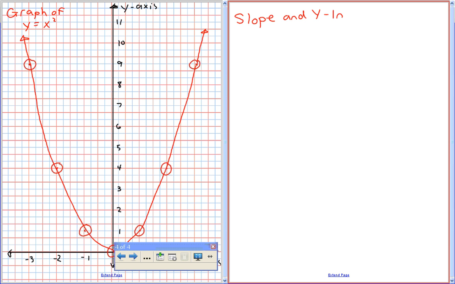Today our title is called Slope and Y-Intercept. Okay, we did this a lot in grade 9. This is a little bit of a review. It should be for some people. Some people will remember this, some people will not.